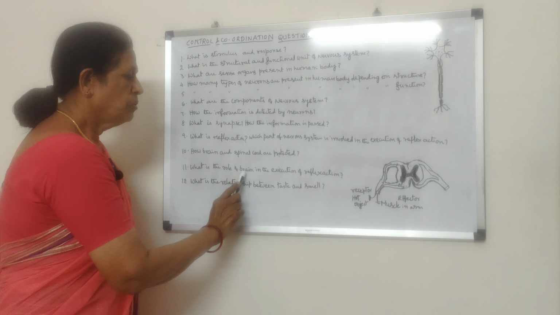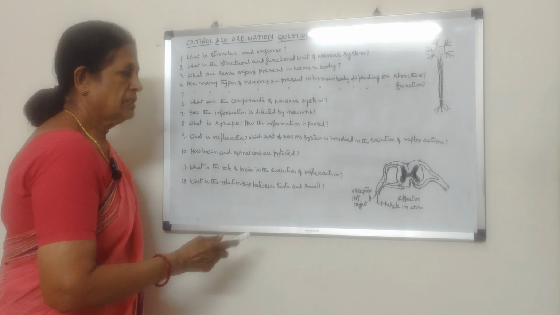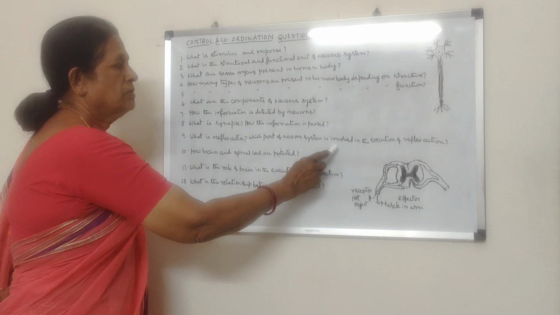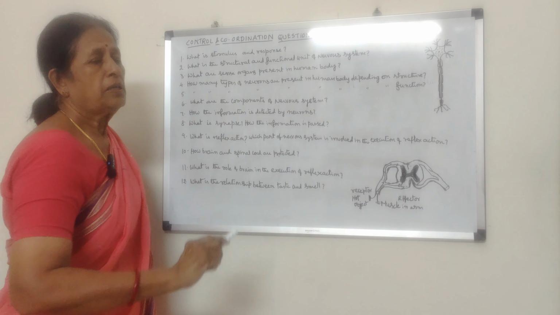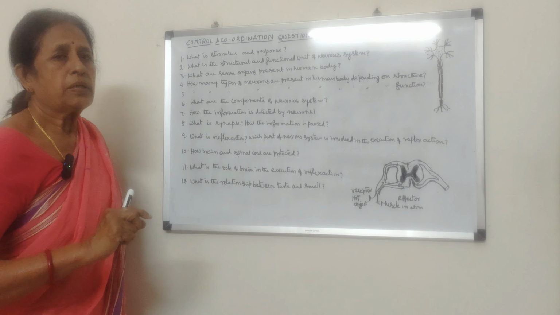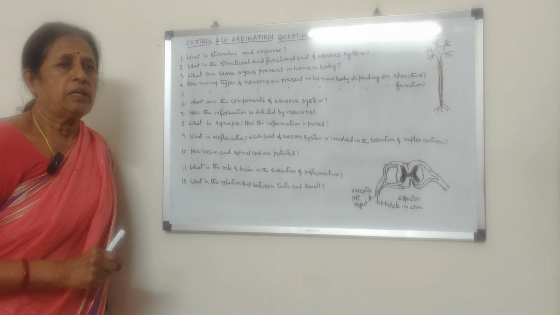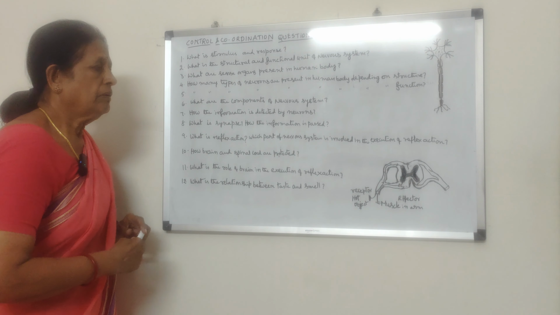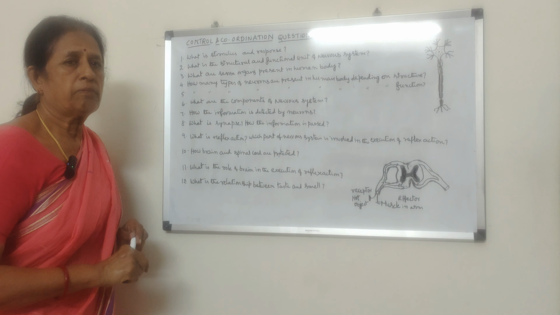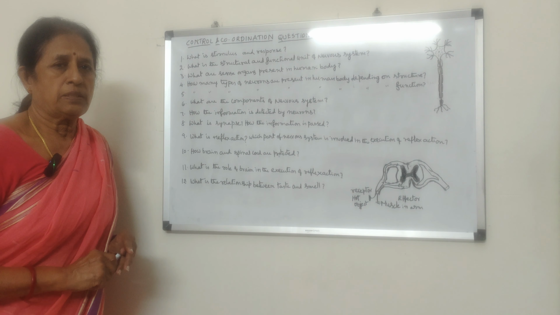So brain has no role, that you have to underline. And spinal cord plays important role. Spinal cord, you have to underline it. So what is the important part of the answer? It should be underlined, and it should be written in such a way that the examiner finds the answer immediately. Okay, that should be your answering.